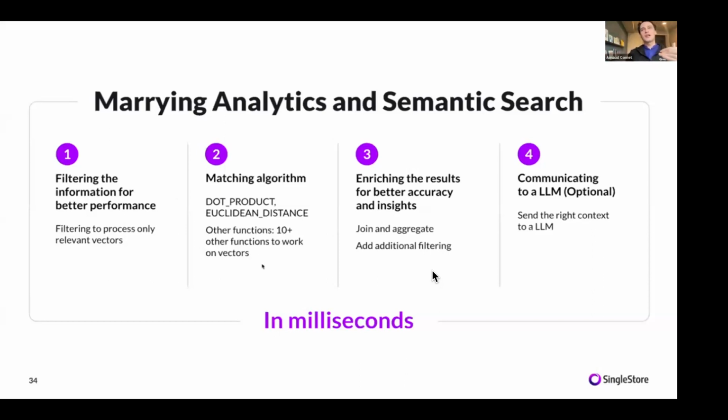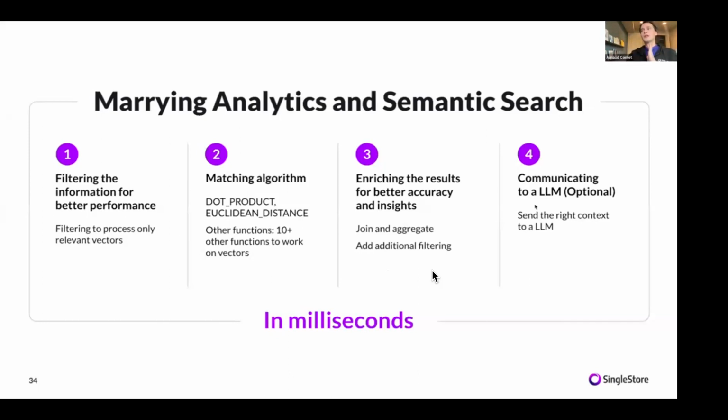Then you have your matching algorithm, so we have a whole documentation around that and a lot of blog posts and even sample notebooks. We even have sample notebooks for doing face matching. You can see the list there. Then enriching your result for better accuracy and insight, and using join, aggregate, and additional filtering for your ranking. The example of only showing movies that have more than 3 out of 5 is a very simple one.